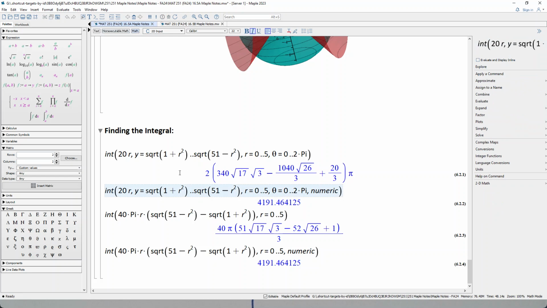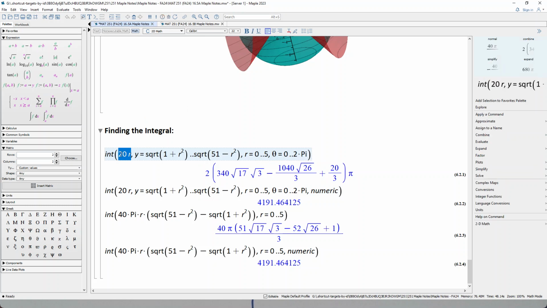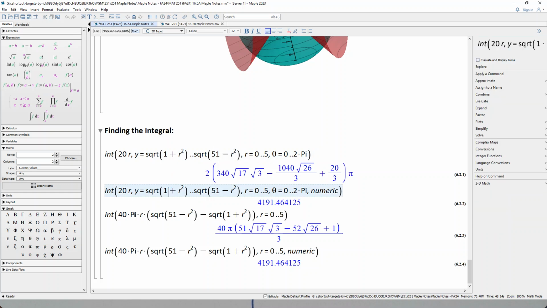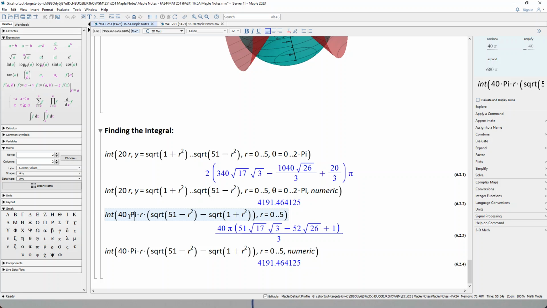And it did. Now, this was 20r because I put the 2 times the 10 in. So you could have put the 20 out in front, or you can put it inside there, whichever way, it's fine. And then I did it again with what I just came up with, which was the 40 pi times the r, and then the square root of 51 minus r squared minus the square root of 1 plus r squared, from r equals 0 to 5, and sure enough, it gave me that same answer, which is ugly.